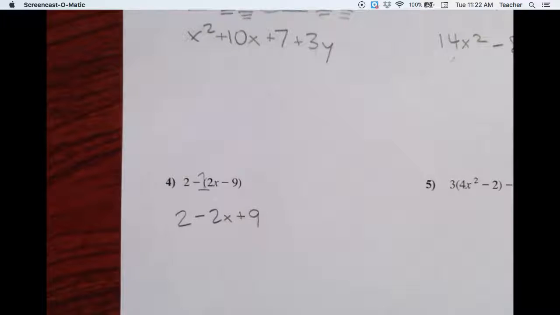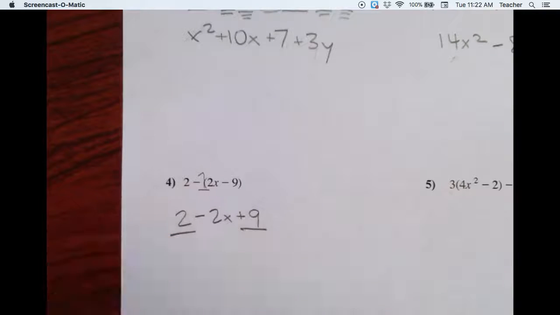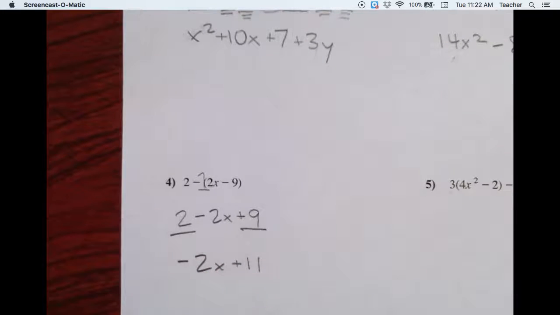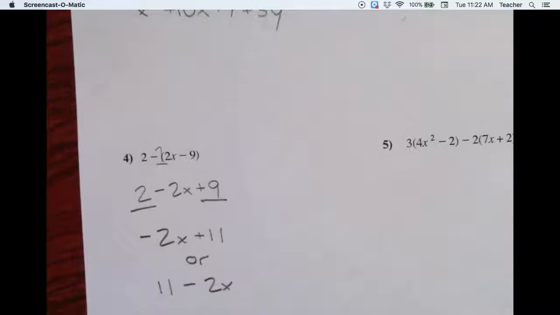Now we need to combine like terms. We have 2 and a positive 9. Well, 2 plus 9 is 11. So I have negative 2x plus 11. Or if you prefer, it could be 11 minus 2x. Those are the same answer. Okay. Don't forget the ninja 1.